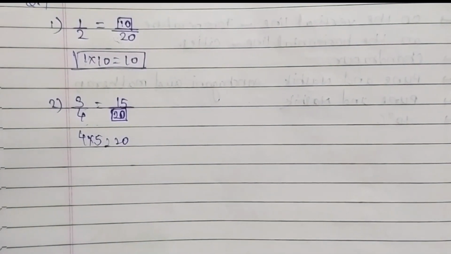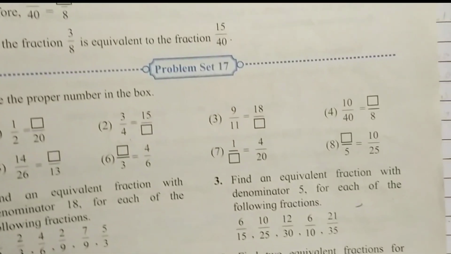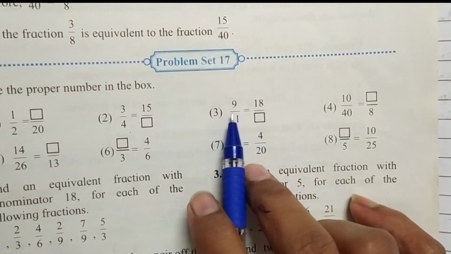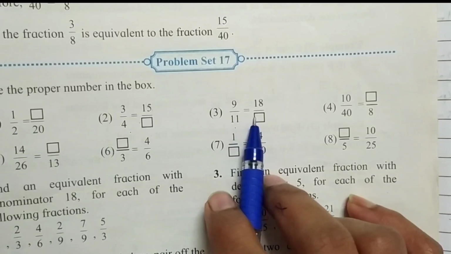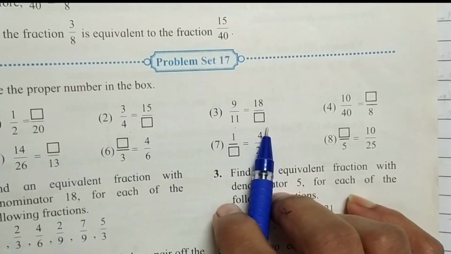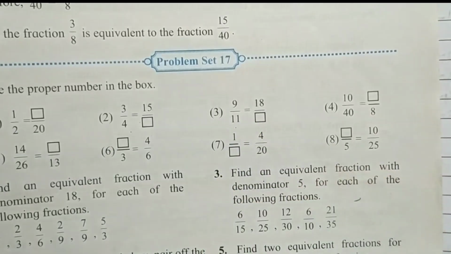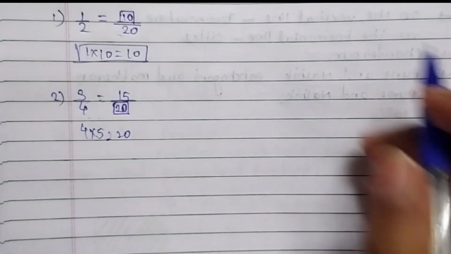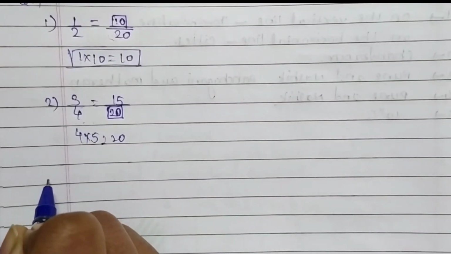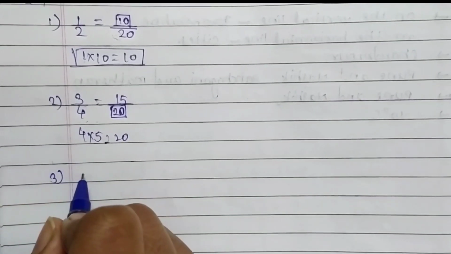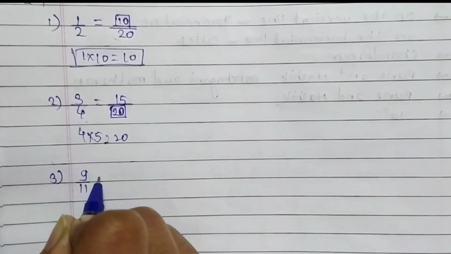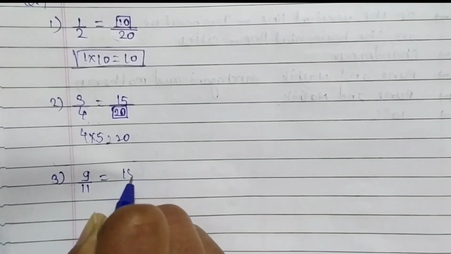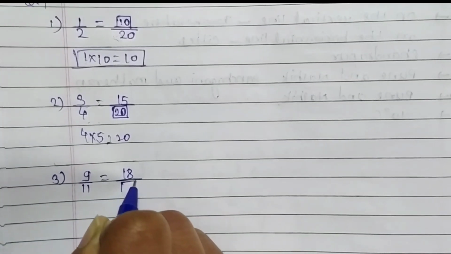Now look at the third question. It is 9 upon 11 is equal to 18 upon box. Here also we have to find out the denominator. Just write it in your notebook. Third question: 9 upon 11 is equal to 18 upon box.